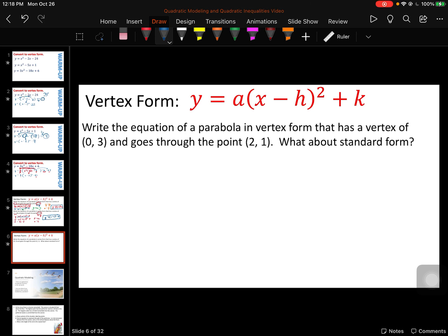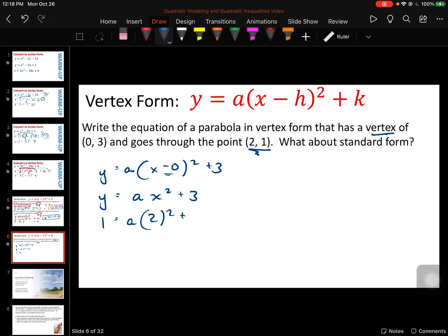This says vertex is 0, 3. So I have y equals, make sure you have your a. Everyone always forgets about the a value. a times x minus 0 squared plus 3. I can simplify that a little bit. I can write that as a times x squared plus 3, since x minus 0 is x. You don't have to, it won't affect your answer, but you can. Plug in point 2, 1. So I get 1 is equal to a times 2 squared plus 3.